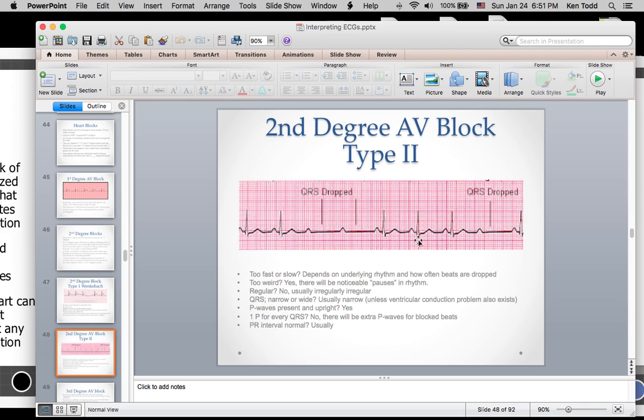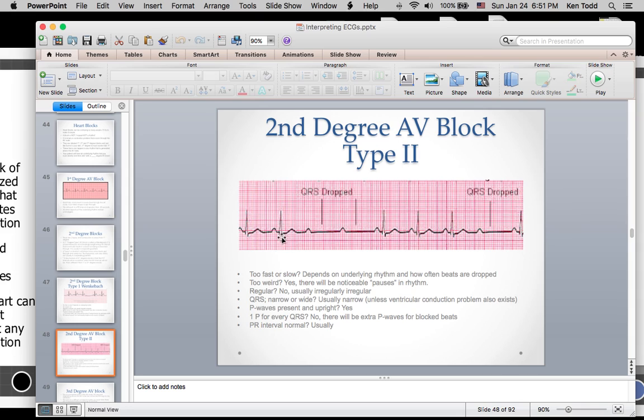So you can see in this strip, too fast, too slow, too weird. Rate, when I look at the beats that are being normally conducted without problems, the rate isn't too bad. Overall with the whole strip, though, I may not be having a very good pulse rate per minute, depending on how many beats I'm dropping and what the underlying rate is of the beats that are going through. Is it too weird? Yes, there's something that jumps out to me. This looks very abnormal. So is it regular? Well, these are regular. This is not irregular. So I would still say it's kind of irregularly irregular.